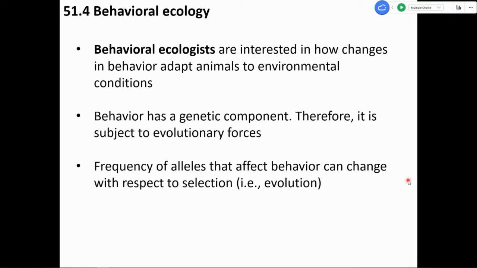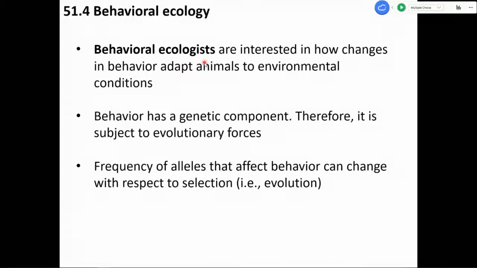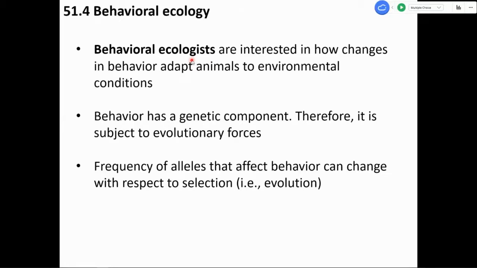Okay. We've talked about different types of studies, methods of study of behavior. We talked about ethology, for example. Another discipline can be categorized under so-called behavioral ecology. There are books called behavioral ecology. And so behavioral ecologists are interested in how changes in behavior adapt animals to their environmental conditions. So what is the benefit of behaving in different ways, basically?